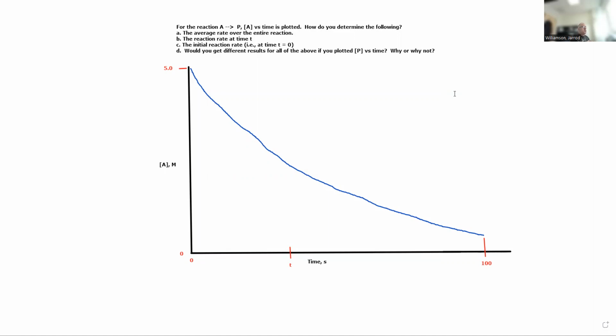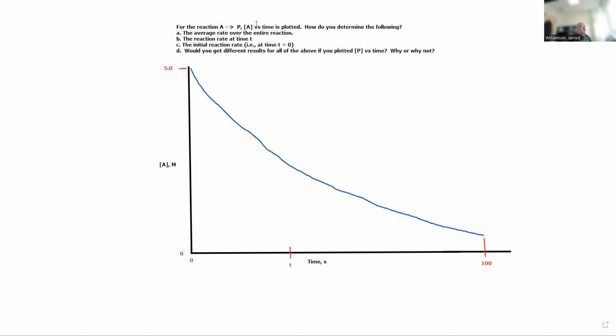Little a, the average rate over the entire reaction. B, the reaction rate at time t. C, the initial reaction rate. And D, would you get different results for all of the above if you plotted P versus time, why or why not? Okay, so let's get the average rate over the entire reaction.